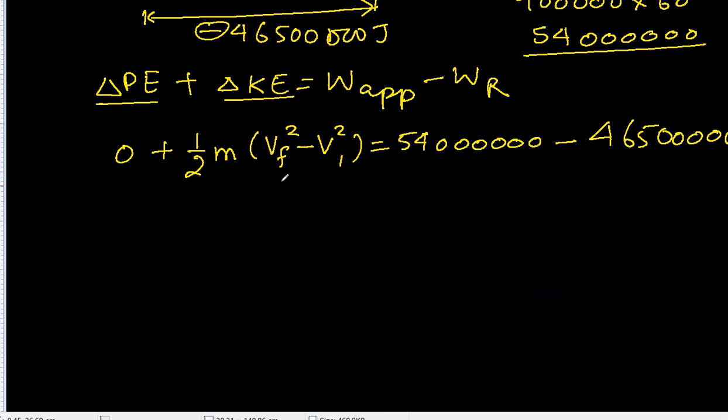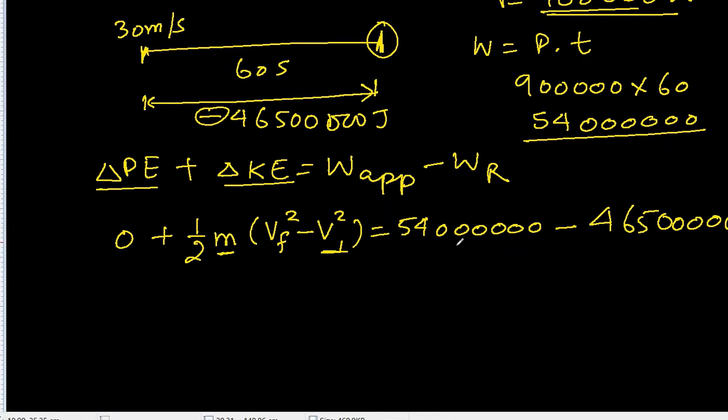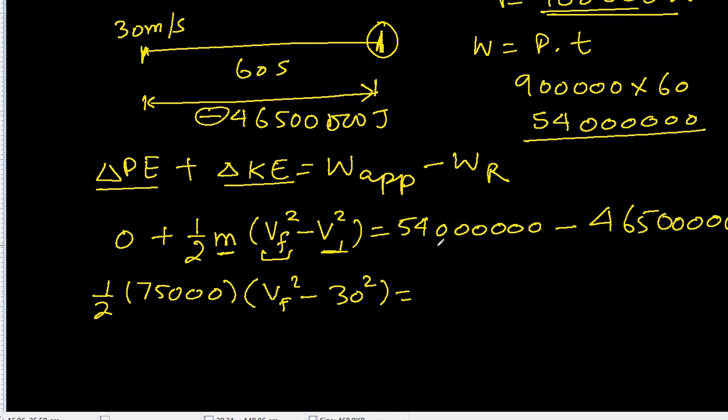So everything is known to us, even mass is known to us. Even initial velocity was 30 meters per second, that was given to us, so we can use that also. Everything is known except the final velocity, and we can find it. Let's substitute. Half the mass of the train was 75,000 kg. Vf we don't know. This we know, 30 squared equals, and if we subtract this we get 75 with 4 zeros.